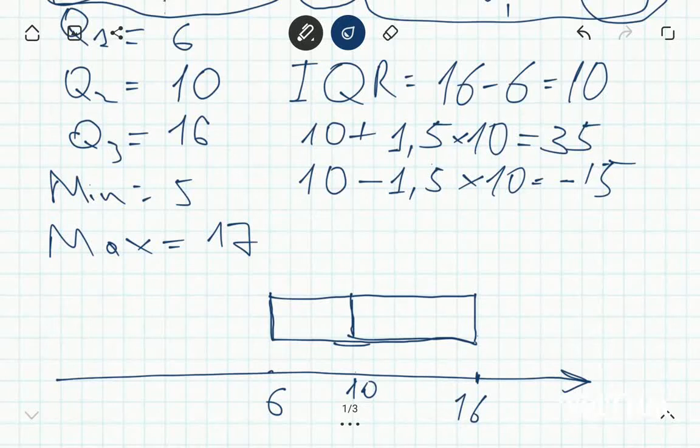Next thing to do is the whiskers, and there we have two possible cases. If some of your values are outside those boundaries, so if you have outliers, then your whiskers should start and end at those two boundaries. But in our case, all of our numbers are inside those boundaries. So our whiskers will not be reaching out to the boundaries, but rather to the minimum and maximum values. Our minimum here is 5, and it's here, and our maximum is 17, which is of course here.